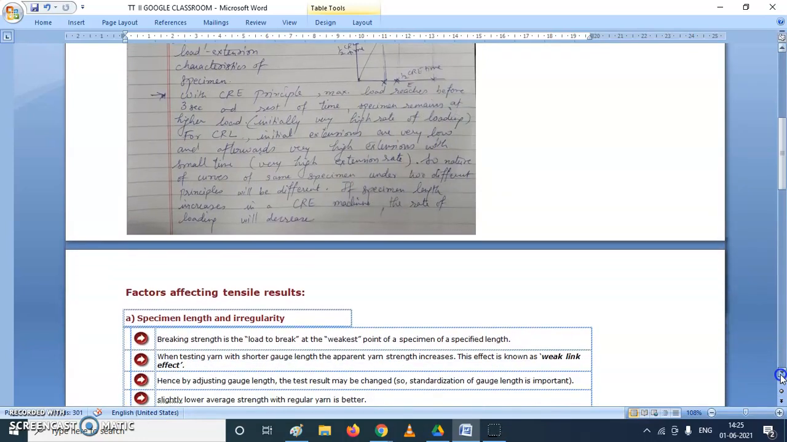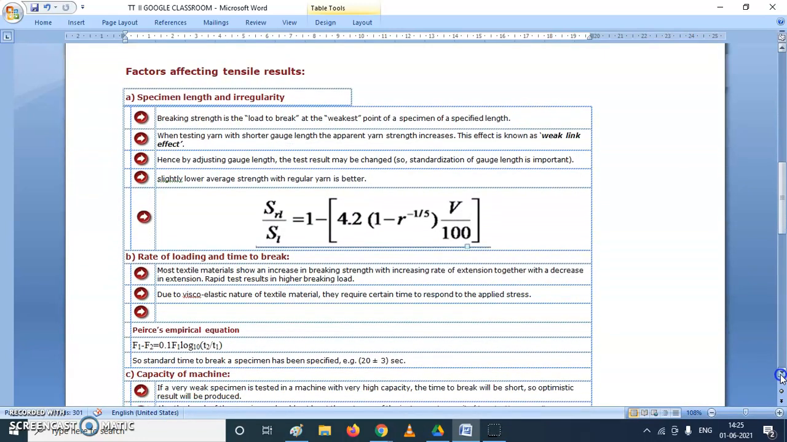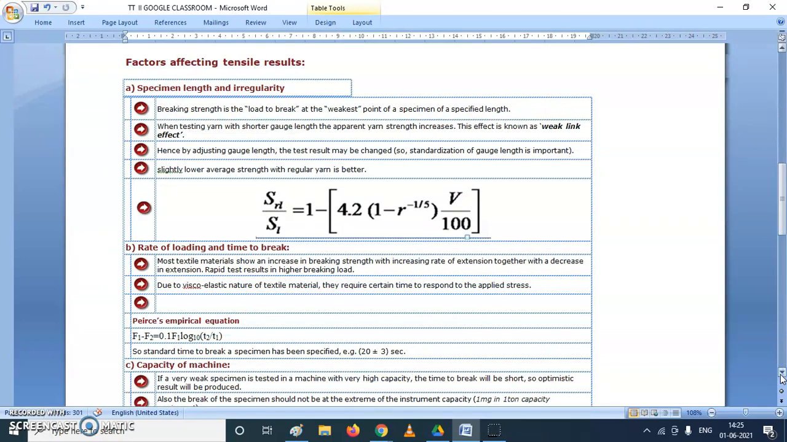Now the second topic we are studying today is, which are the factors affecting tensile results. What factors can change the results of tensile testing? So first is test specimen length and irregularity. Whenever we break a specimen, it breaks at its weakest point, and this is called the weak link effect. The weakest link will break.